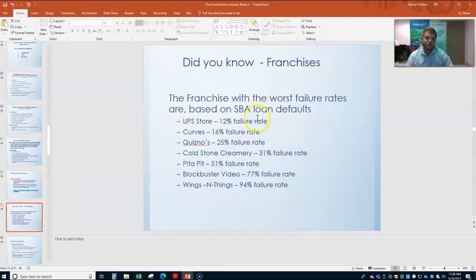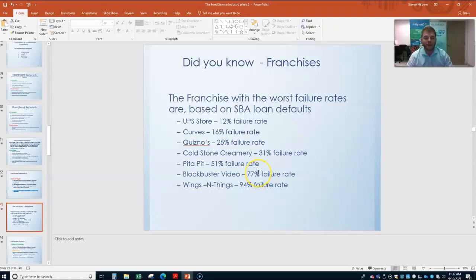Here are some of the worst failure rates of franchises. UPS is 12% and Curves is 16%. Cold Stone Creamery 31%, Quiznos 25%. Pita Pit is a 51% failure rate. Pita Pit used to be so very popular 15 years ago, and now it's just really taken a dive. Blockbuster Video 77% failure rate. That's not a big surprise.